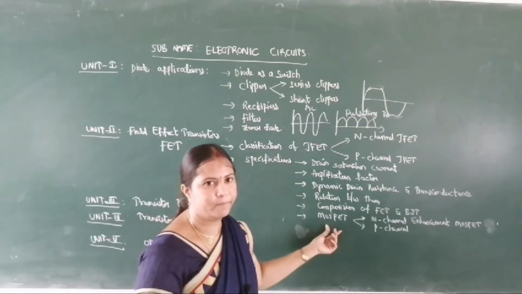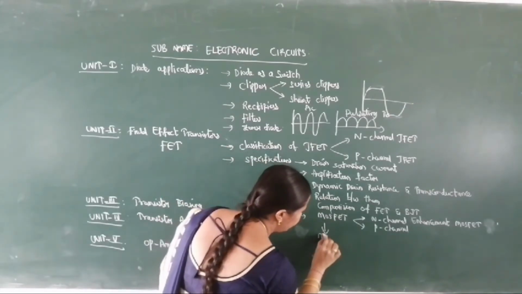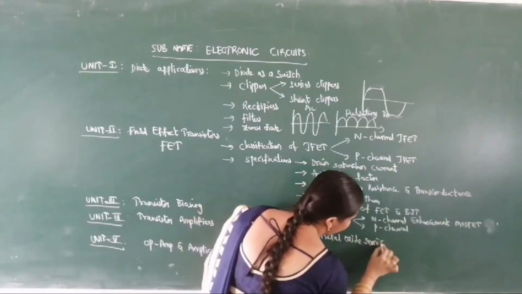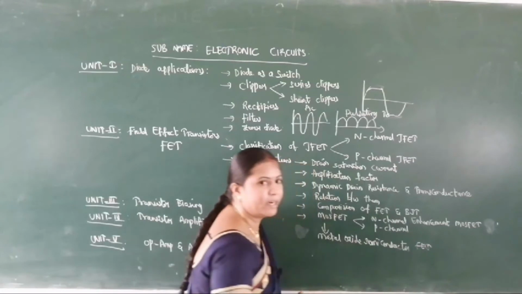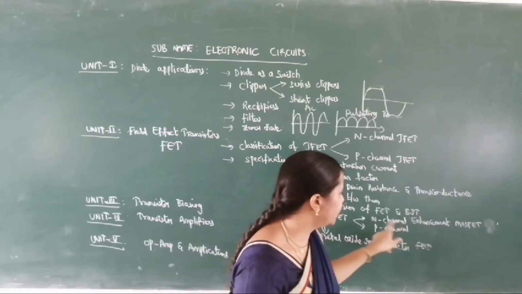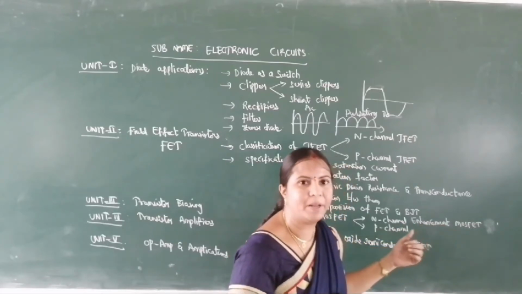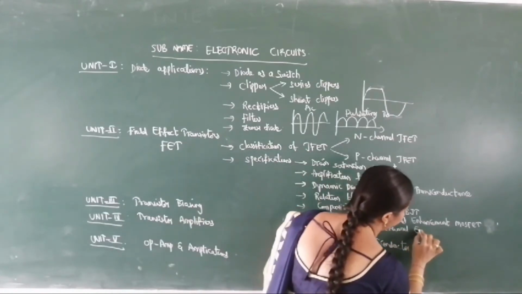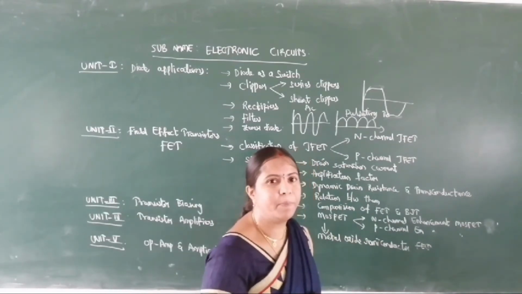Next topic is MOSFET, metal oxide semiconductor field effect transistor. Actually you have two types of MOSFETs, N-channel MOSFET and P-channel MOSFET. So again, N-channel enhancement MOSFET, and depletion MOSFET also exists. Okay? So N-channel enhancement MOSFET, you have P-channel enhancement MOSFET. Like that you have N-channel depletion MOSFET and P-channel depletion MOSFET also.